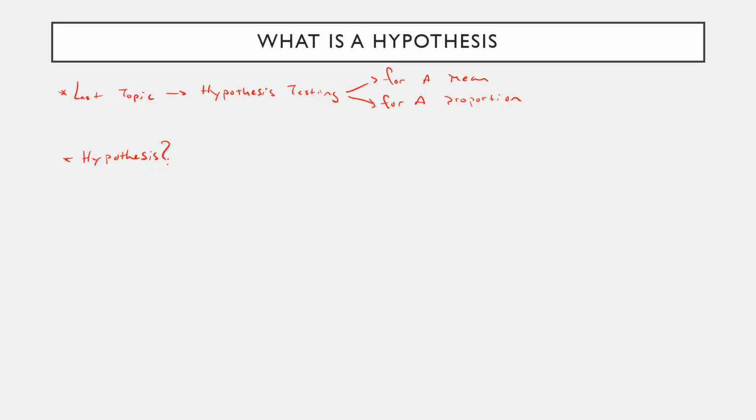So in statistics, it's a little bit different, okay? In statistics, a hypothesis is a statement regarding the characteristic of a population parameter.